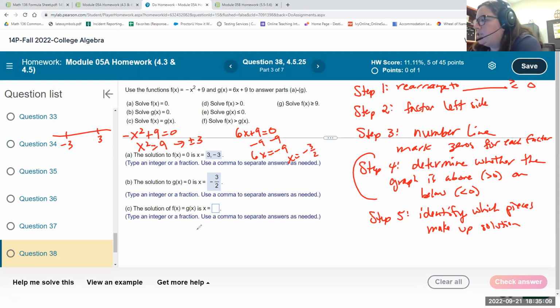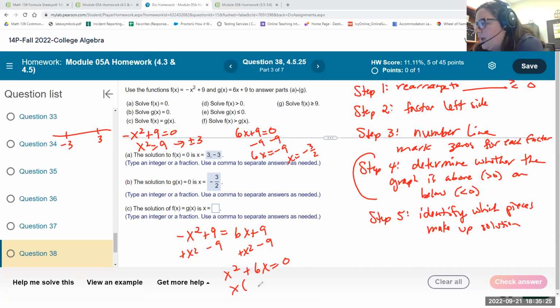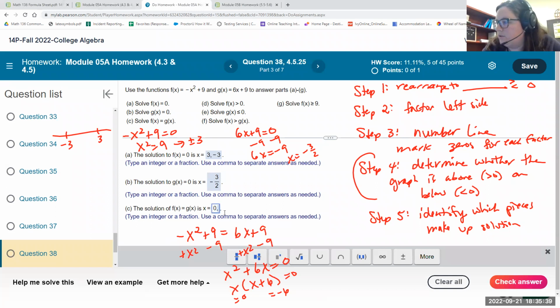Again, it's just an equation. So we're setting -x squared plus 9 equal to 6x plus 9. The 9s cancel out. I'm going to add x squared to both sides, so I get x squared plus 6x equals 0. Factor that, x times (x plus 6) equals 0. And again, make sure you get both solutions. There's a 0 and there's a -6. Each of those factors, the x and the x plus 6, has a solution associated with it.